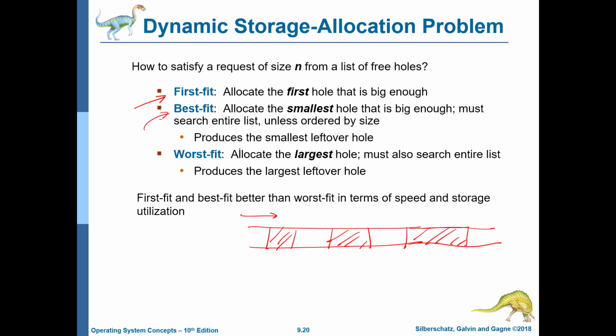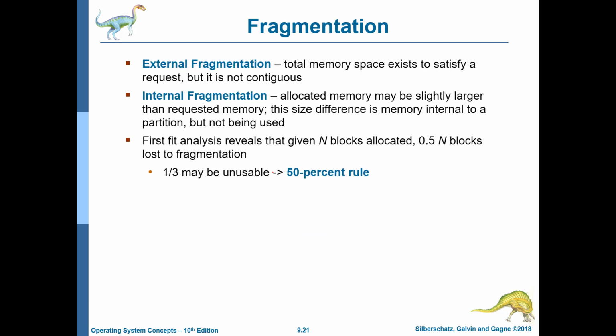So in general, first fit and best fit are seen to be better than worst fit in terms of both storage utilization as well as speed. So you could be wasting memory in two possible ways. They are known as external fragmentation and internal fragmentation.